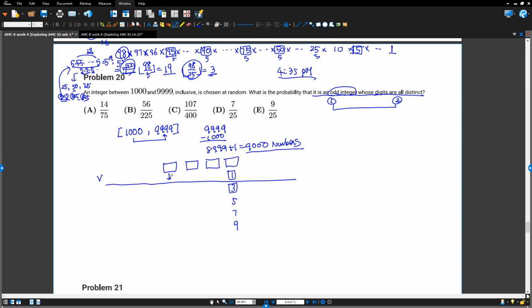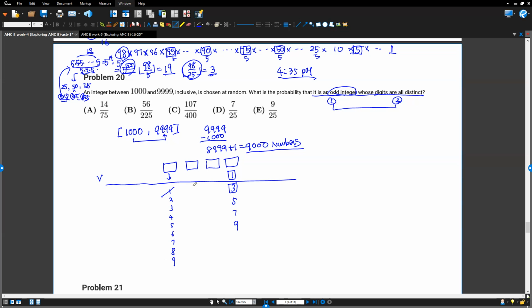First number can be 1. The first number of a 4-digit number cannot be 0, right? Only 1, 2, 3, 4. I'll write down 5, 6, 7, 8, 9 there. But we already got the 1 over here, so that's out. The first digit should be anything except 0 and 1. That is what? 2, 3, 4, 5, 6, 7, 8, 9. 8 numbers are available, right?